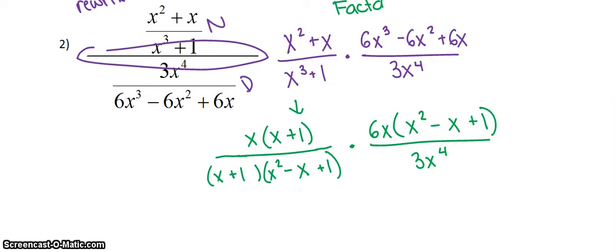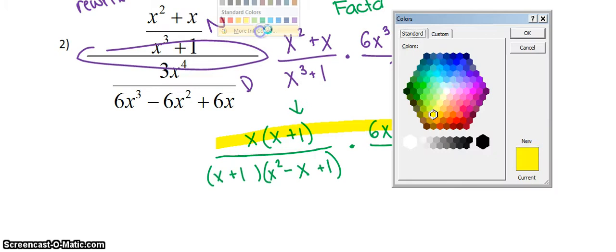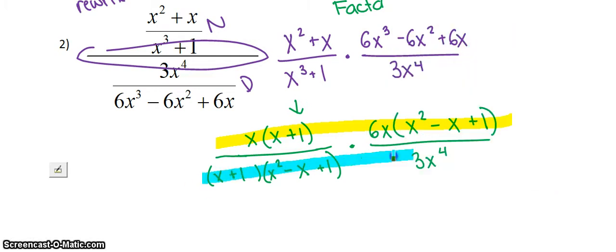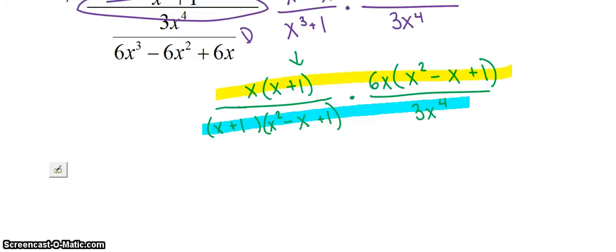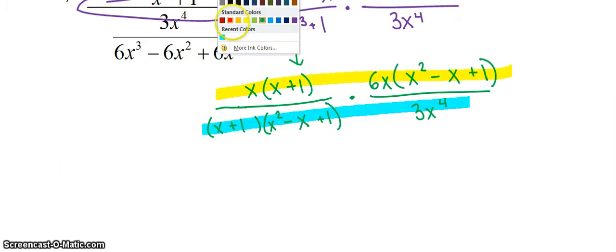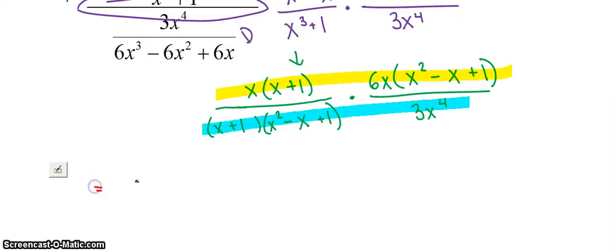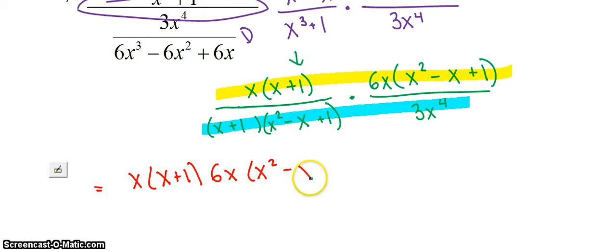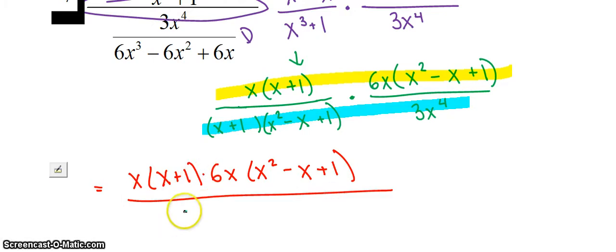So now, let's think about what multiplication means. Like I said in the beginning, when you multiply fractions, you're just multiplying across the top, and you're also multiplying across the bottom. So technically, I could rewrite this as one big fraction that looks something like this. So really, I'm multiplying x times x plus 1 times 6x times x squared minus x plus 1. Really, all of these things are being multiplied together. You can put a multiplication sign if it makes you feel better, but it doesn't really matter because you can just write them next to each other.